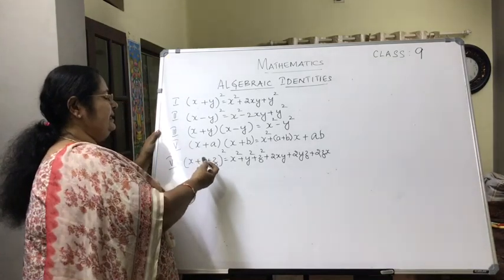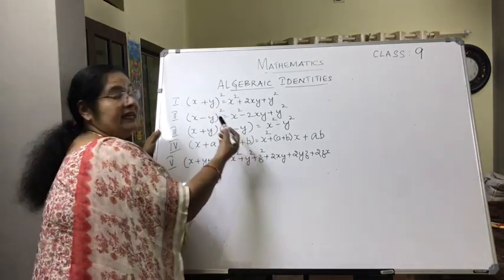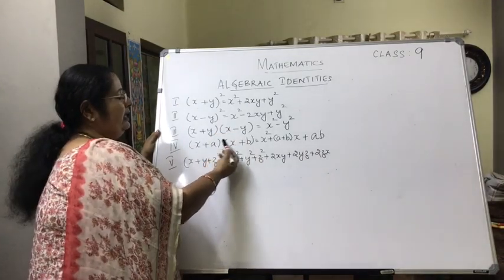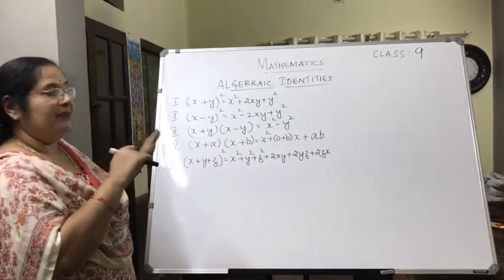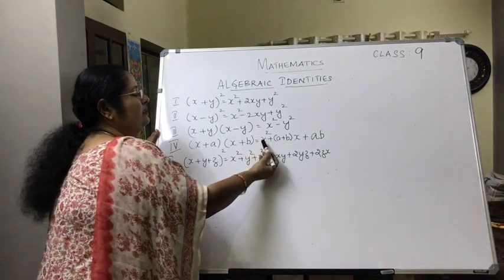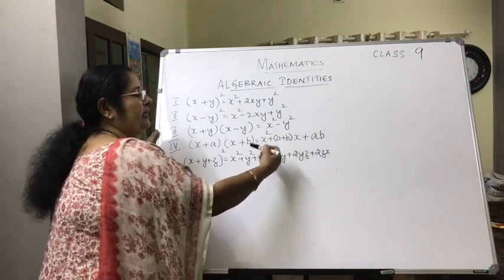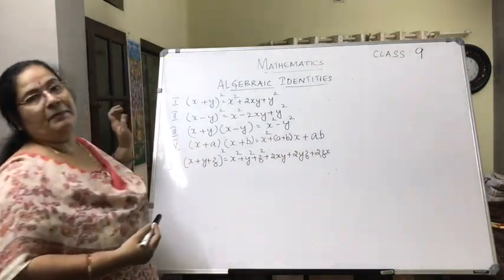The fourth identity is x plus a into x plus b. Here x is the same, only a and b are different. X plus a into x plus b equals x square plus a plus b the whole into x plus ab.